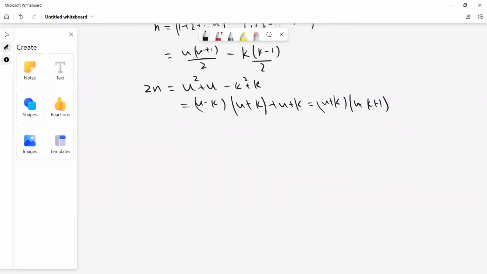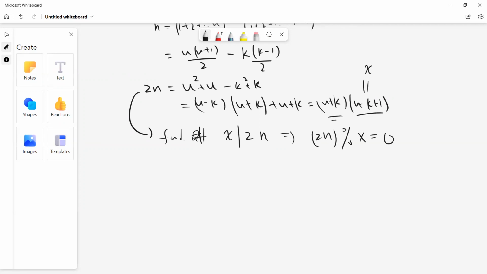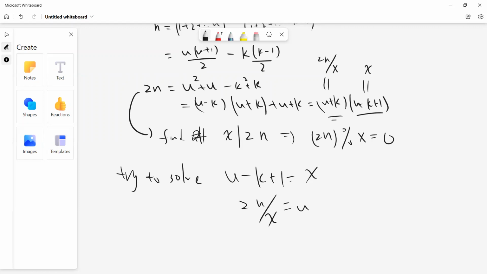Okay, so up to now, from here everything will be trivial, right? Very easy. Let's say I find x, which is a factor of 2n. So x is a factor of 2n, which means 2n modulo x will be 0. So I can make, let's say this is x, and this is 2n divided by x. So I can try to solve u minus k plus 1 equals x, and u plus k equals 2n divided by x. I can try to solve it, right?